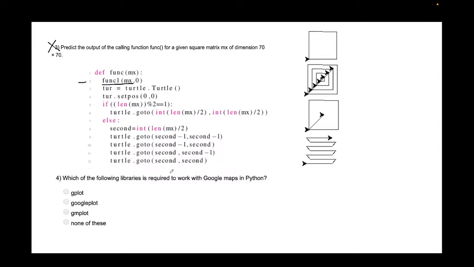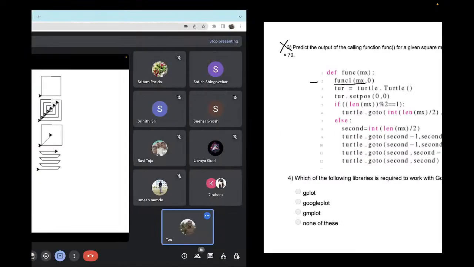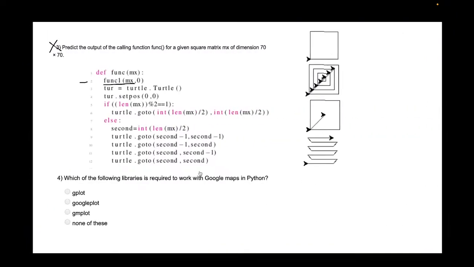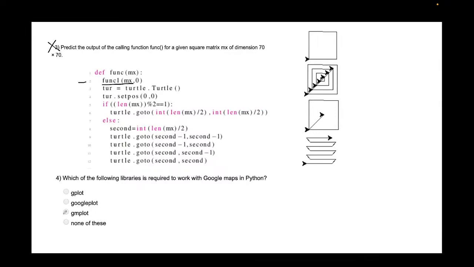So the fourth question, you must be familiar. In Google Maps, which of the following libraries is used? When given the latitude and longitude position, which library is used to find the shortest route between the two positions? Anyone? Okay, so that is ggplot. I think you all are familiar with that.